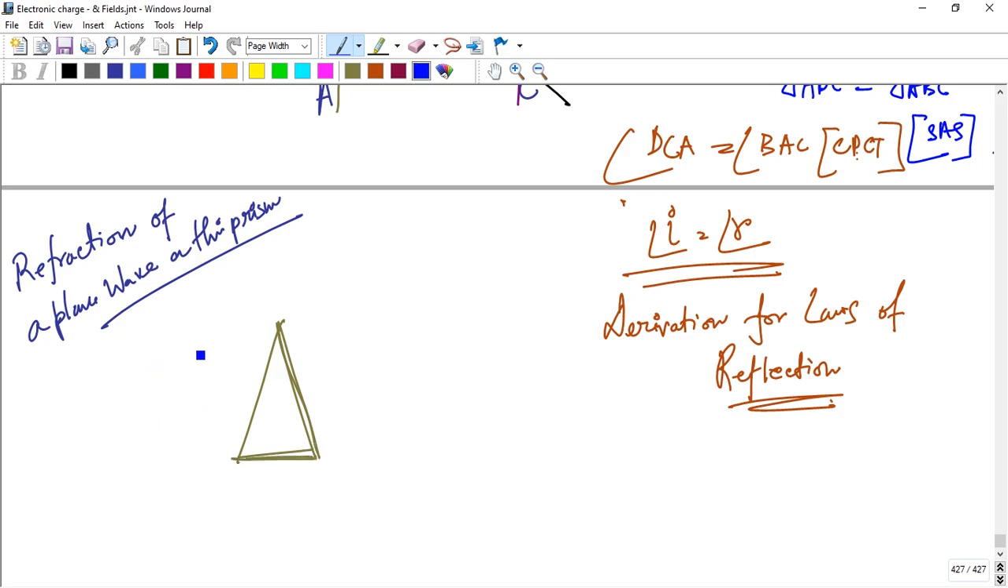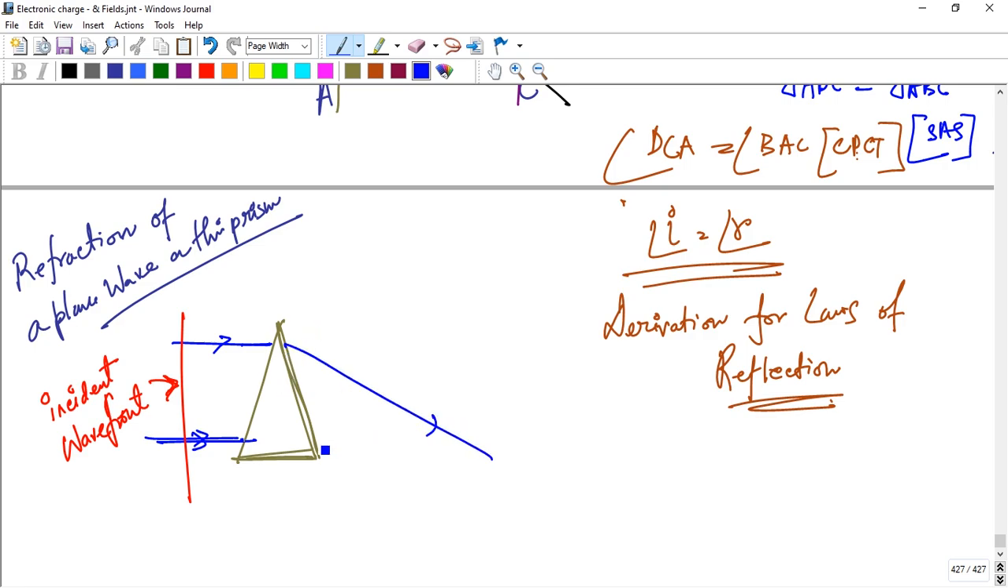Now these two are the incident wavefront. After striking, the light travels from rarer to denser medium. Here is the refraction. Now draw this line here; these two are perpendicular. This is the refracted wavefront.